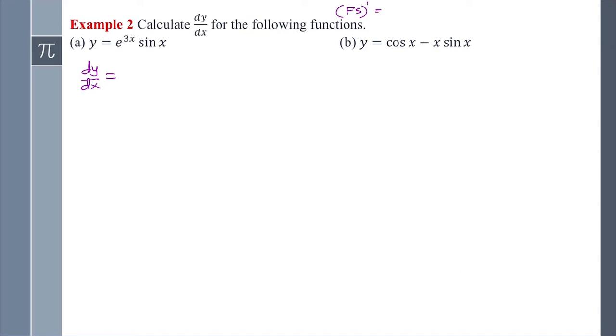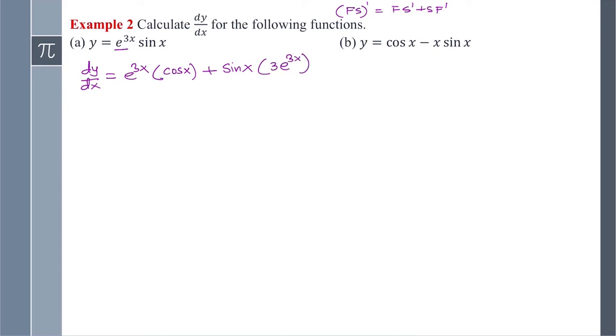So the derivative is first function times derivative of second plus second function times derivative of first. So here the first function is e to the 3x. So first function times derivative of second. So derivative of sine x is cosine x plus second function, which is sine x, times derivative of first function, which is 3e to the 3x.